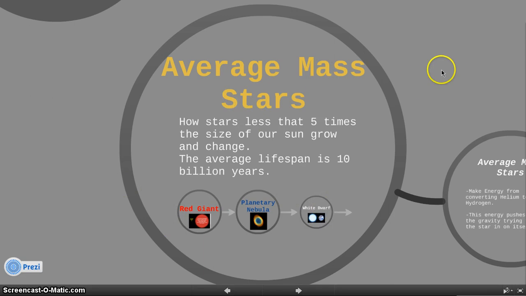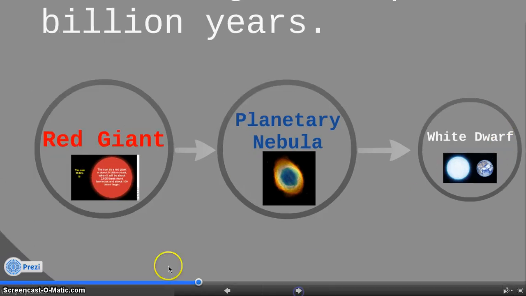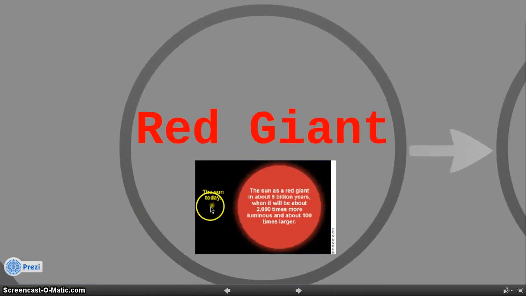So after the star's been born, these are the main phases that the star will go through if it's an average mass star. Okay? So red giant, planetary nebula, white dwarf. There we go. So this is the sun today. It's still fairly new, so it's very, very small. It's still just been born, kind of, you know.